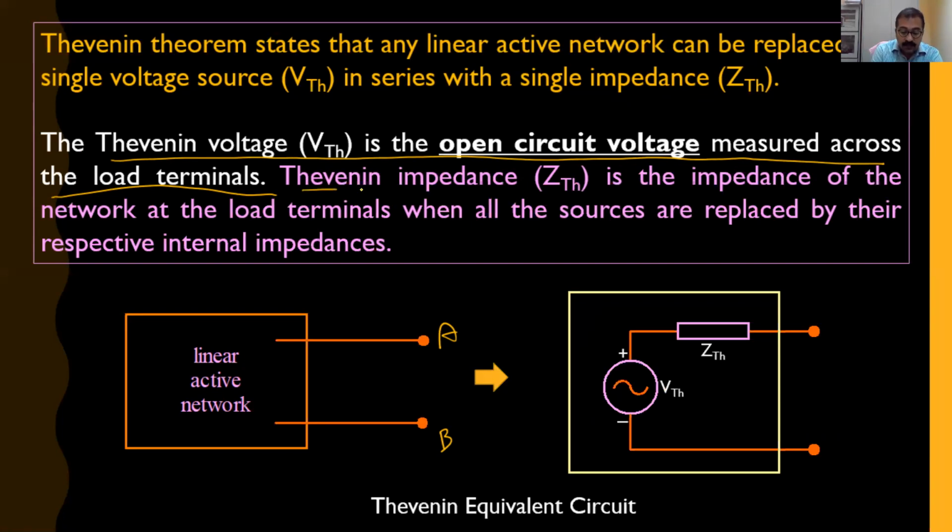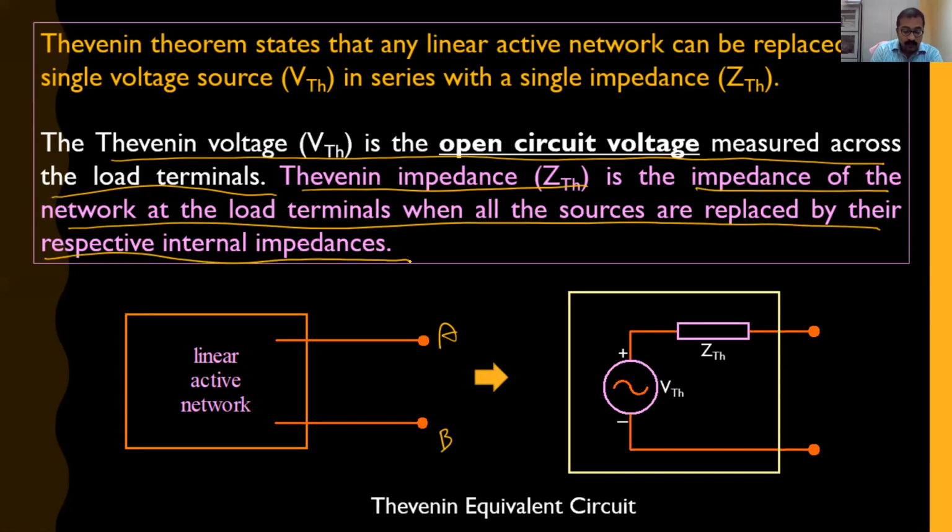Now, how will you find the Thevenin impedance? The Thevenin impedance is the impedance of the network at the load points when all the other sources are replaced by their respective internal impedances. That means any voltage source must be short circuited, and any current source must be opened. Then you find the impedance seen from the load point. That will be the Thevenin impedance. Let's take up one or two examples, then it will be clear.